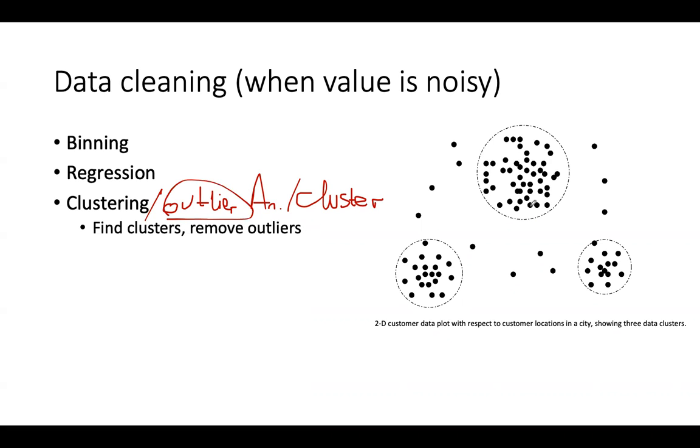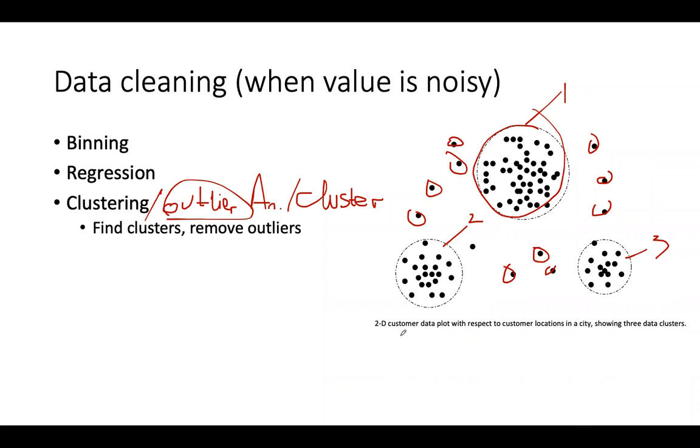In clustering analysis, what we are doing is trying to group similar values into groups, clusters. So we can say this is our first cluster, cluster 1, cluster 2, and cluster 3. Then the values that don't fit in any of these clusters are considered outliers. Once you identify these outliers, you can make a decision on how to treat them. Do you want to remove them from your data set?